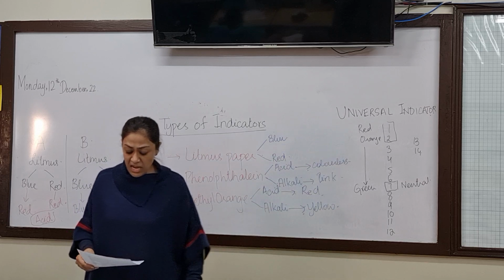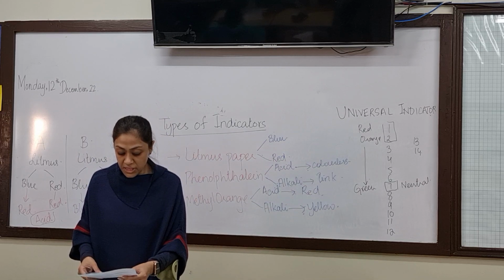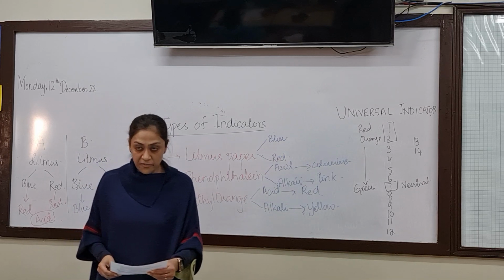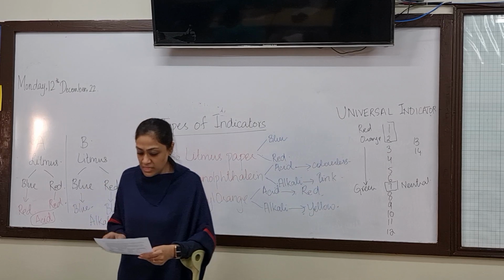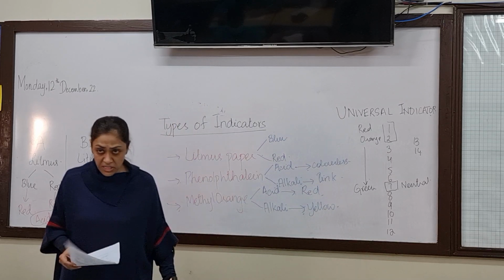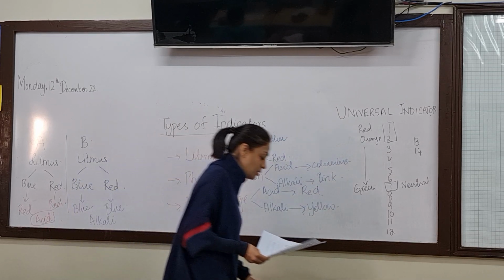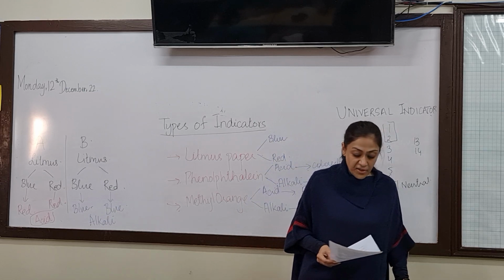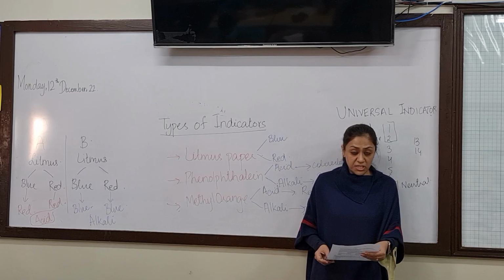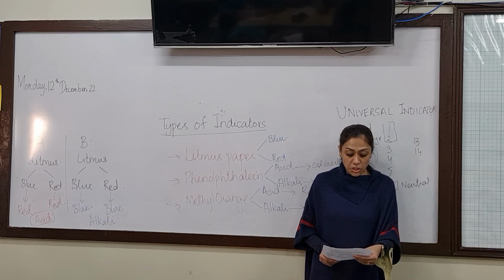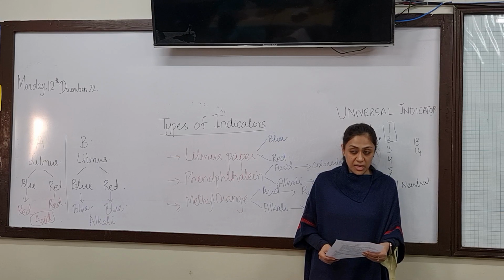The next color is orange and its pH value is 5. That shows that if you put your universal indicator strip in the liquid and it shows you the orange color, that means its pH value is 5. And what about if the universal indicator shows the yellow color? 6. It shows that 6. And if it gives you the color of green?